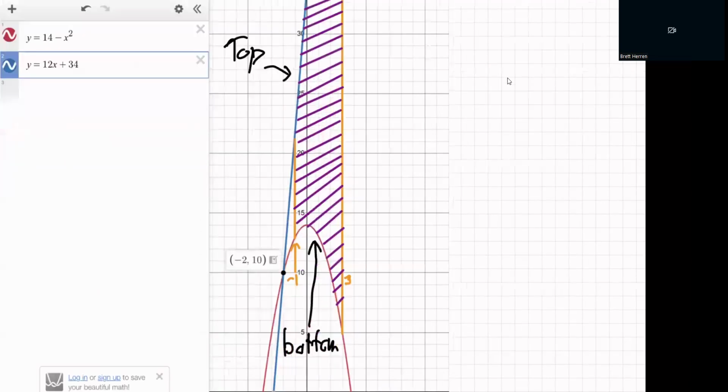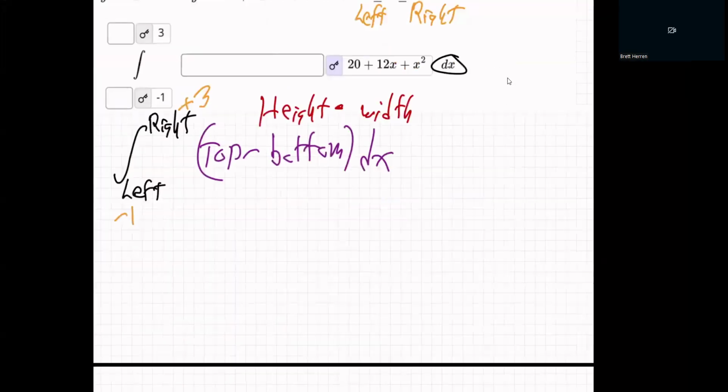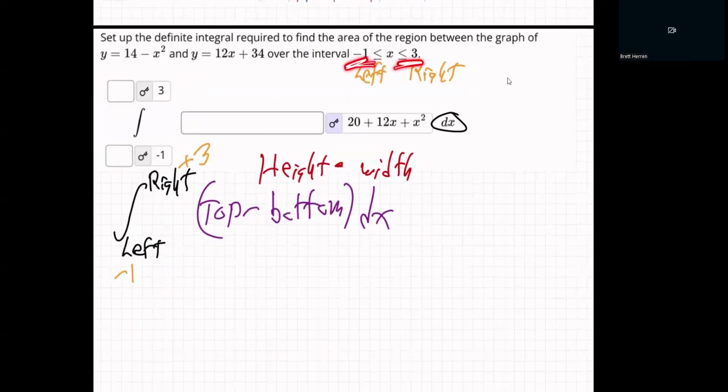But if we hadn't just graphed it, how would we know, right? If you didn't graph the thing, you would know, okay, this is the left, this is the right, got it.